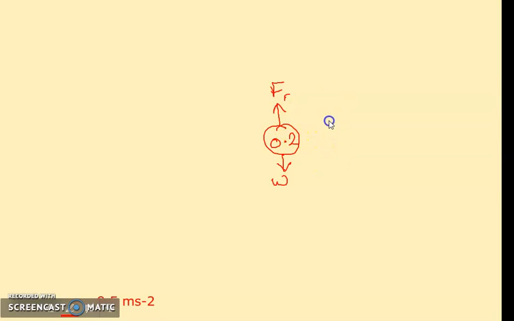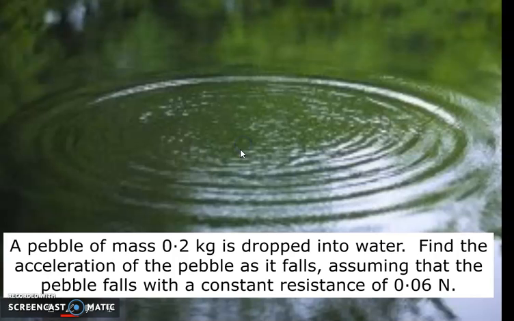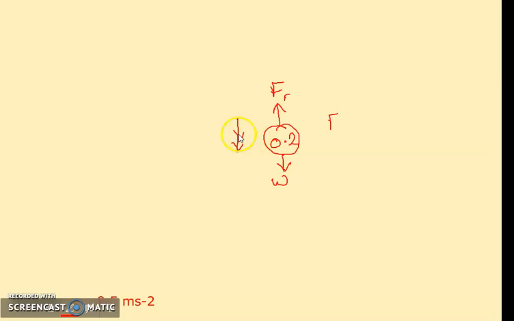And again, because it's got an acceleration, what does it say? Find the acceleration of the pebble as it falls. That's what I actually want to find. I want to know this acceleration. It's not the normal acceleration due to gravity because it's being slowed down. So if I write F equals ma, there are two forces, W minus the friction equals the mass times the acceleration. Now what is W equal to? Of course, we've said weight of something is its mass times 9.8.